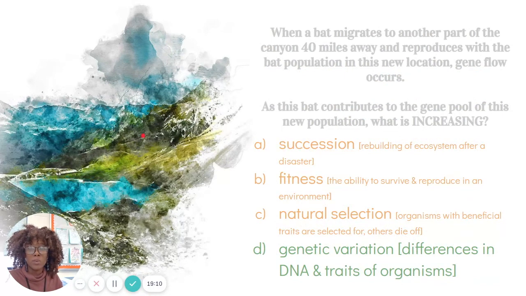So, if you weren't sure about that problem, here's what I like to do. When I'm going through problems, I like to break down each word, just to make sure that I know what they are. So succession is the rebuilding of an ecosystem after a disaster. This has nothing to do with disasters or rebuilding. Fitness is the ability to survive and reproduce in an environment. It didn't say anything about them being able to survive and reproduce. It just said they did mate.